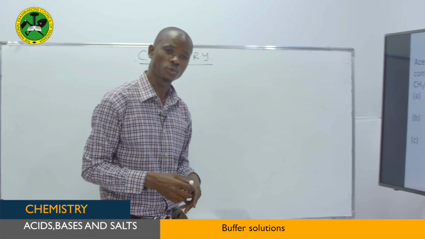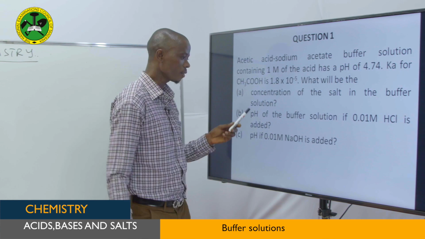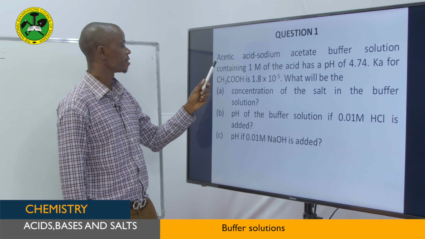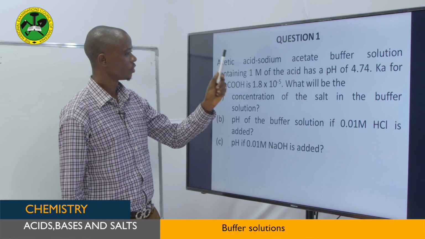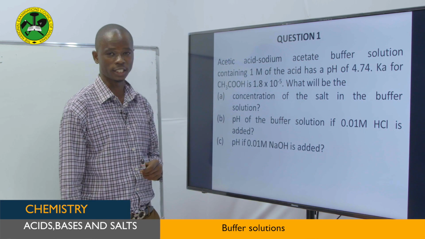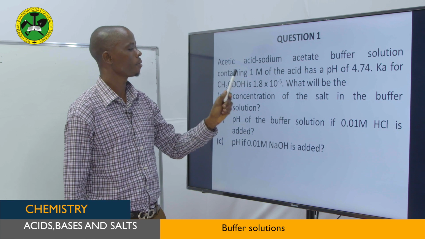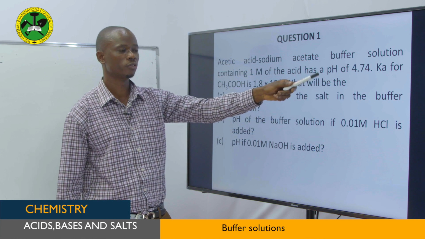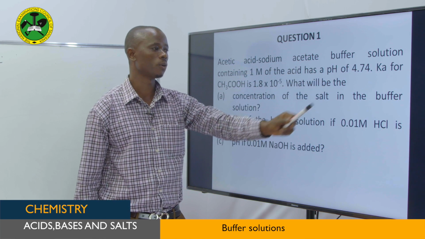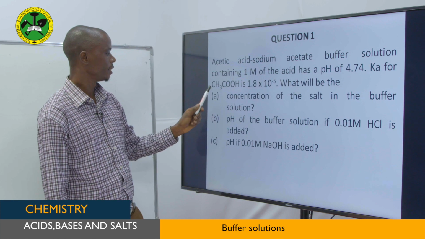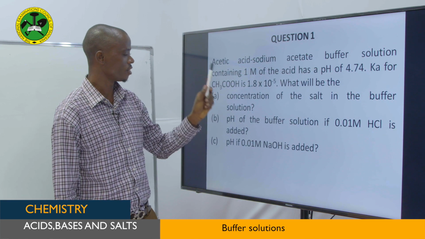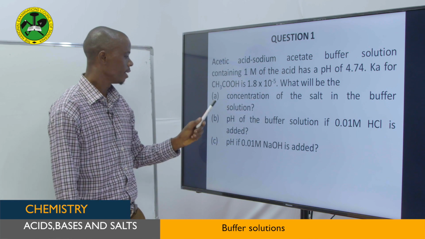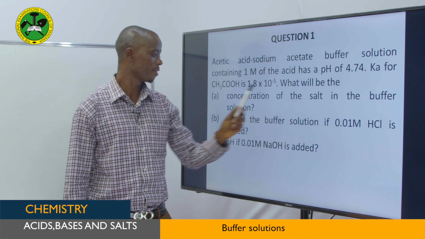Now, let's go to see the questions the way they are coming. Now, here, the first question says, acetic acid sodium acetate buffer solution containing 1 molar of the acid has the pH of 4.74 and ionization constant for this acid is 1.8 times 10 raised to negative 5. Now, what will be the concentration of the salt in the buffer solution?